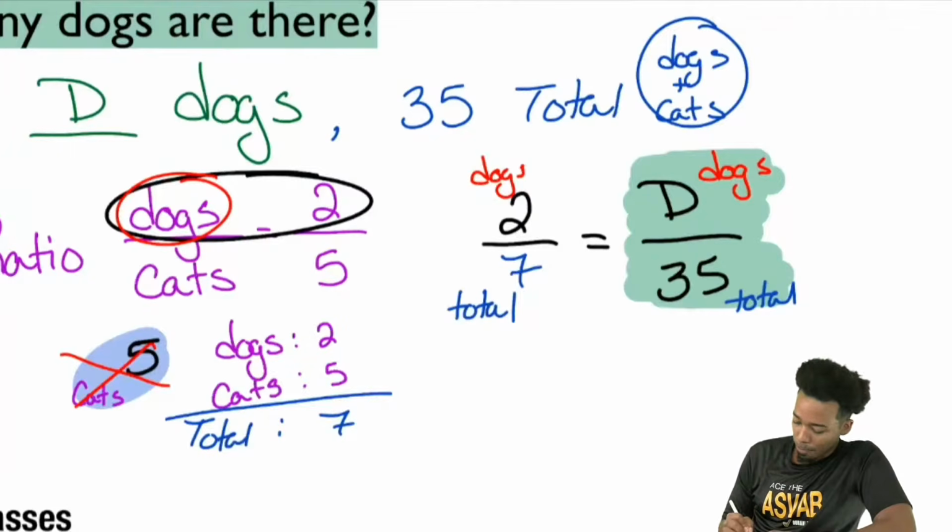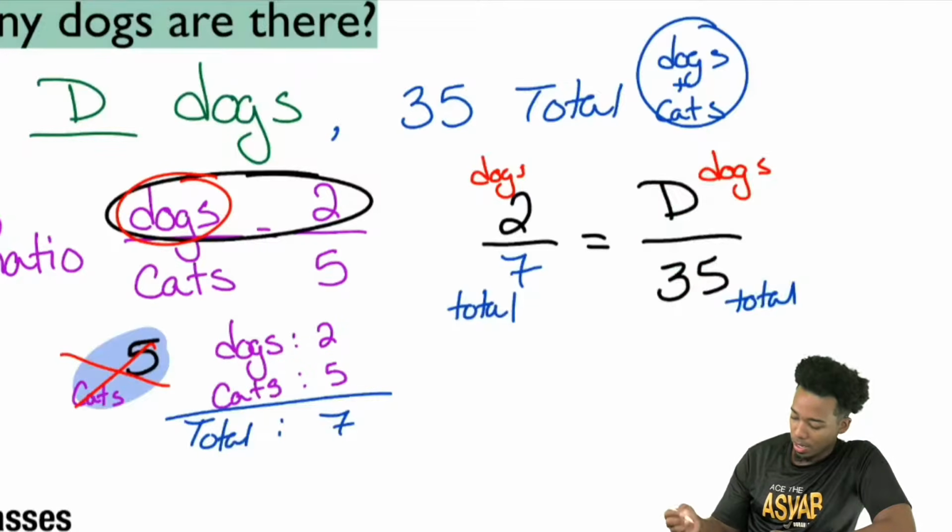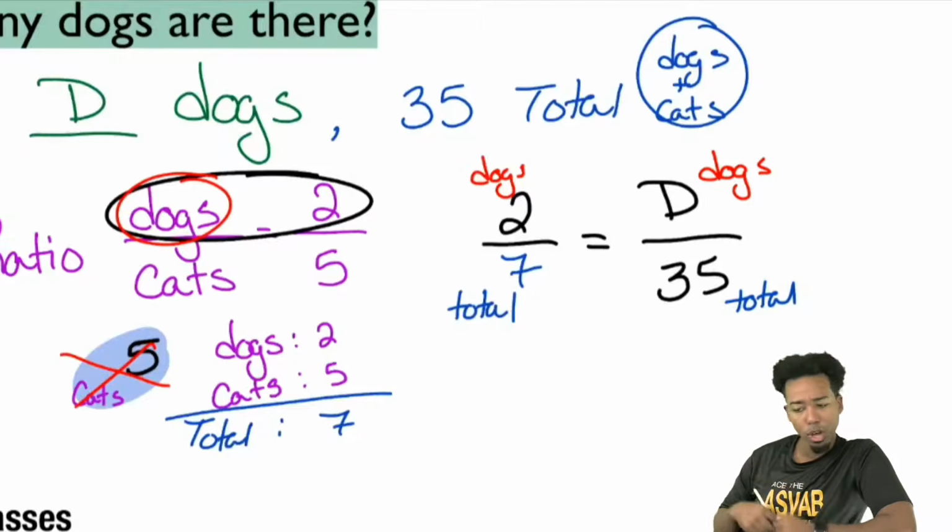So now that we're here, everybody, should we now go ahead and cross multiply and divide, or is it going to be a little easier than that?